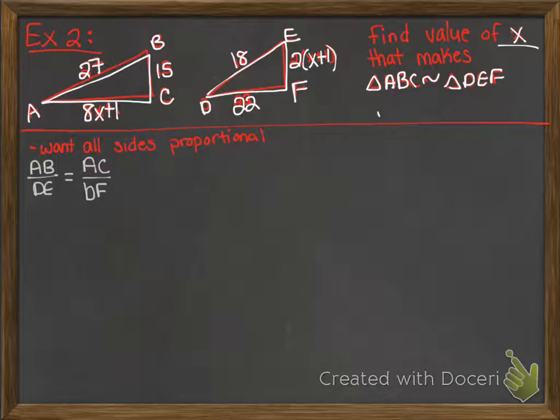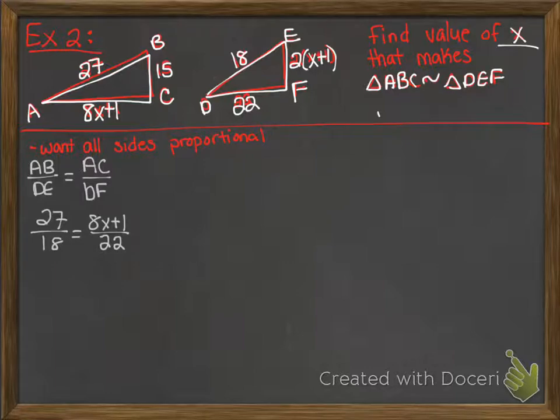What's my side length, AB? 27. What's DE? 18. Good. What is AC? 8x plus 1. What is DF? 2x plus 2. DF, D as in dog.